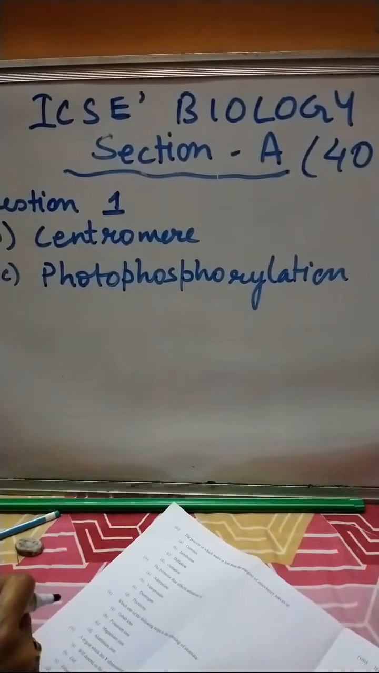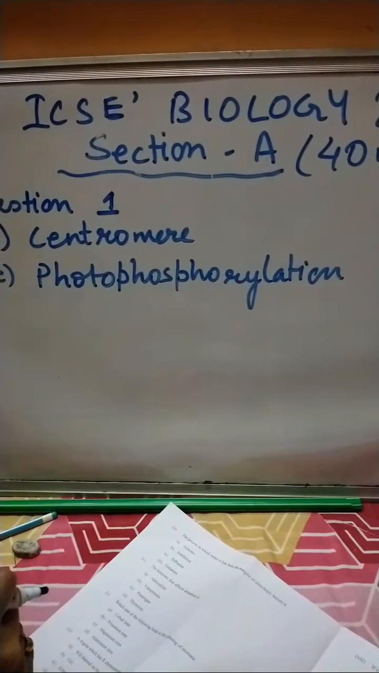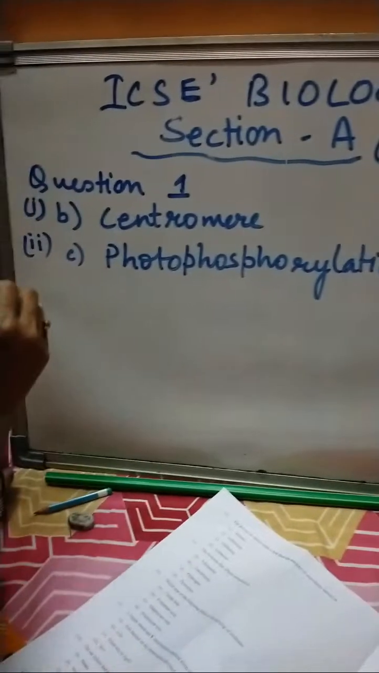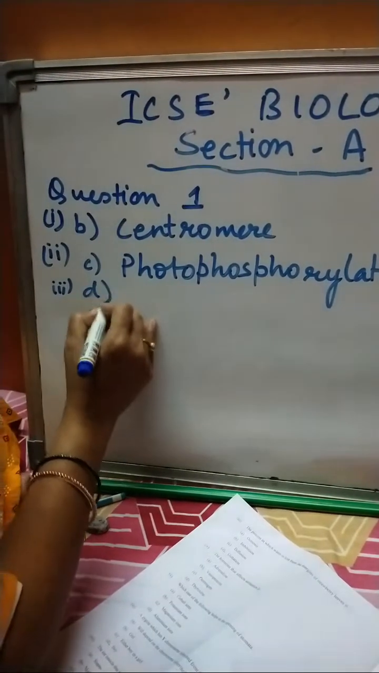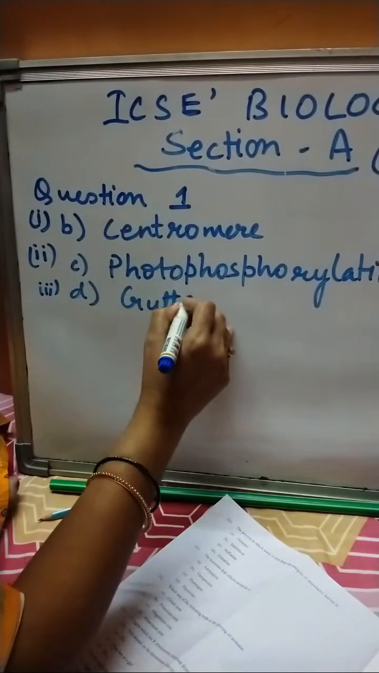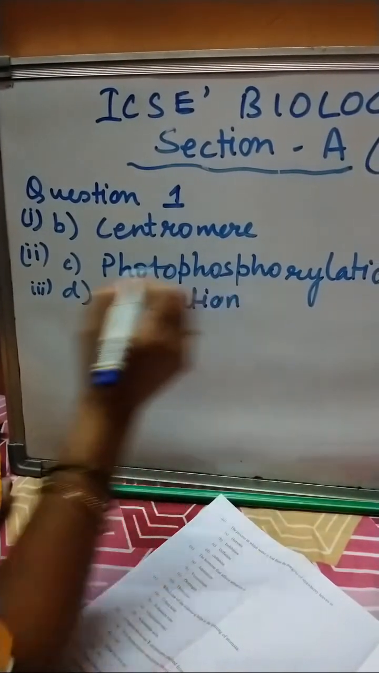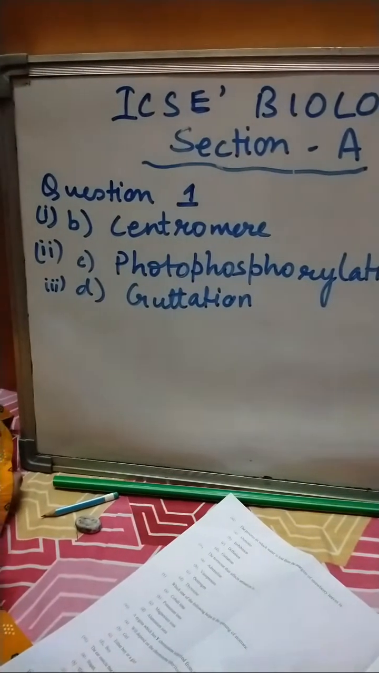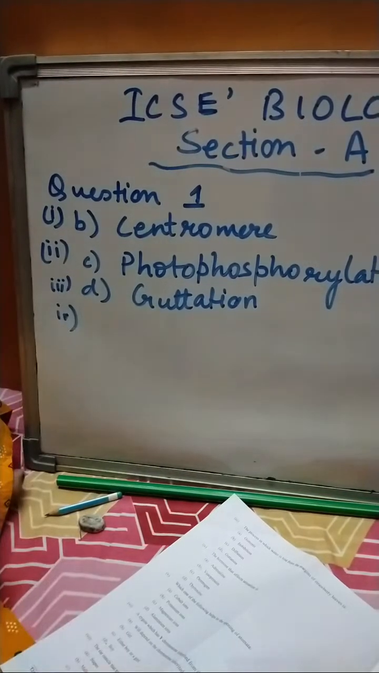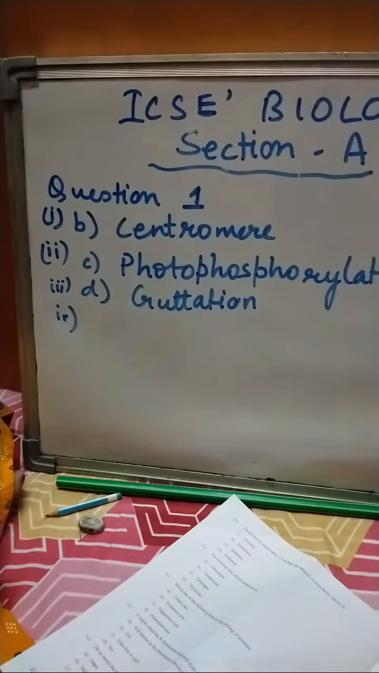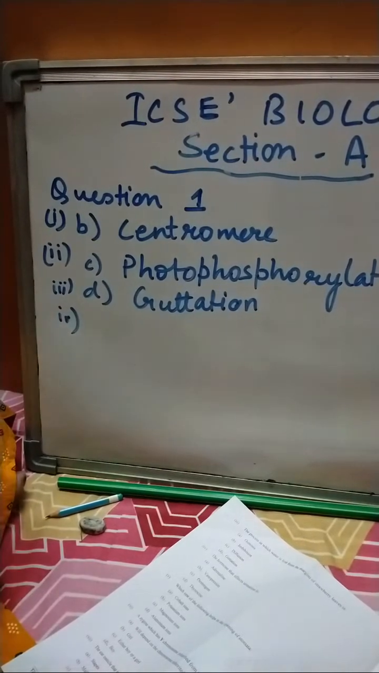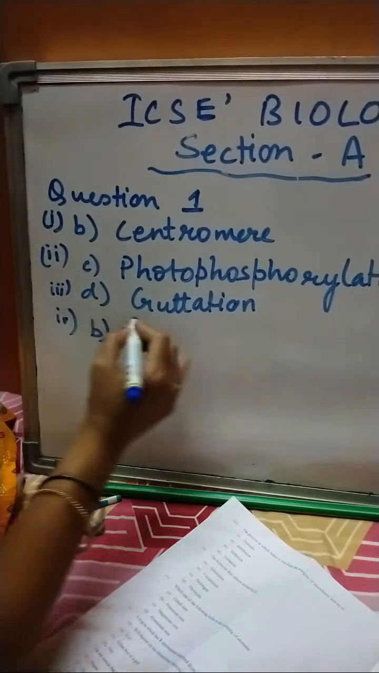We'll go to the third question. The process in which water is lost from the margins of strawberry leaves. Now there are four options given: osmosis, imbibition, diffusion, guttation. The answer is guttation. Number 4, the hormone that affects urination is. Four choices have been given: adrenaline, vasopressin, estrogen, thyroxine. The answer is B, vasopressin.